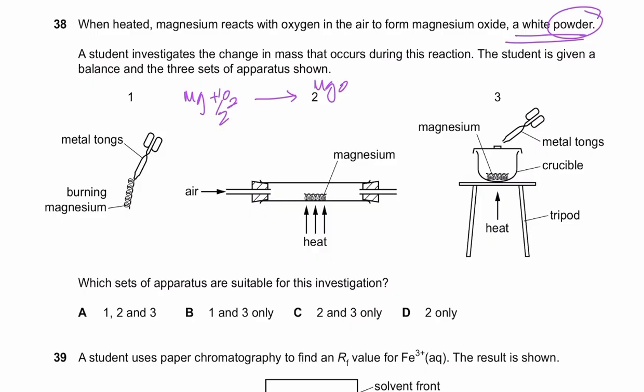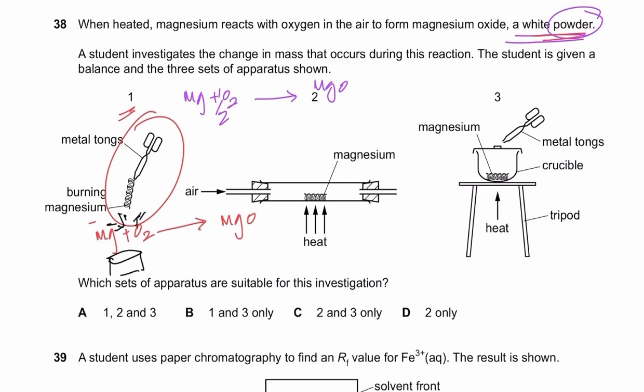So he's given a balance so he can measure the change in mass. He needs magnesium, and he needs it to react with oxygen to form magnesium oxide, and he should be able to weigh it with a balance accurately. The problem with number 1 is that magnesium is burning, so magnesium is reacting with oxygen. But magnesium oxide is being formed, and they're saying that it's going to be a white powder. So if you perform this experiment like this, the powder that's going to be formed is going to go everywhere, so you won't get accurate results on the balance, right? That's basically common sense. That's why 1 is an inaccurate way of doing it.